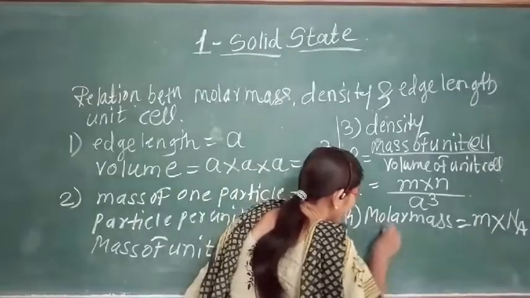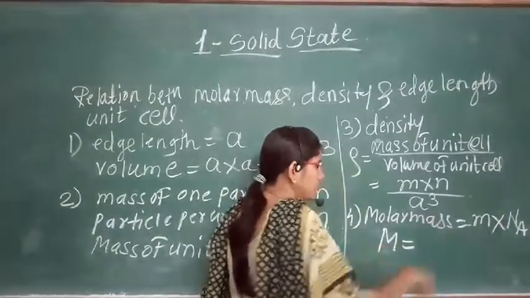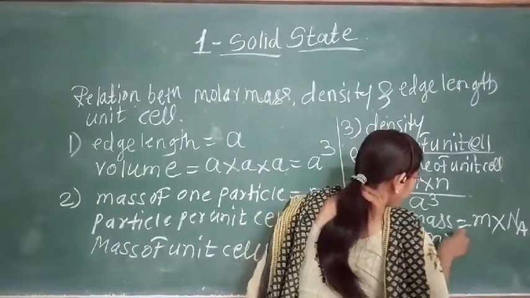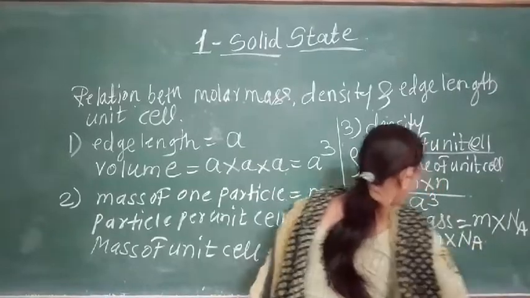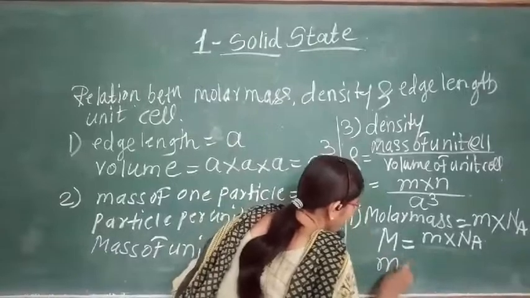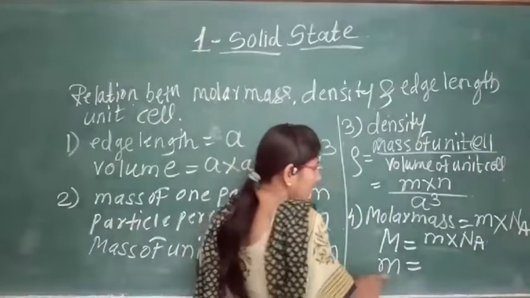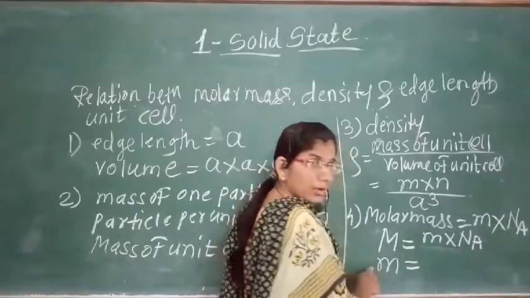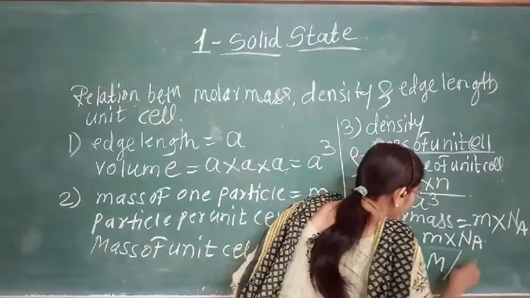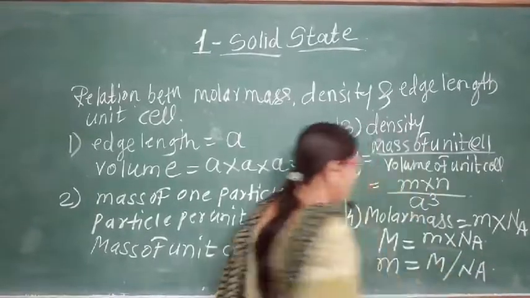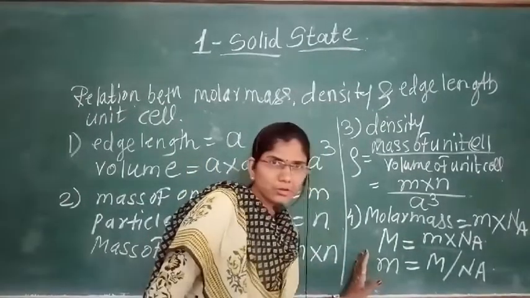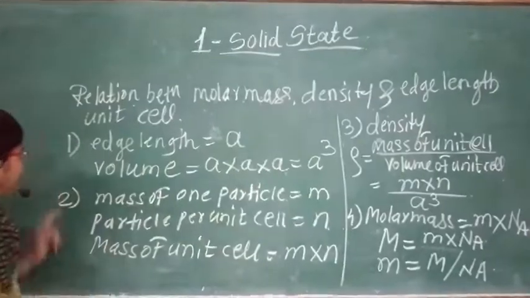That means molar mass, denoted by capital M, is equal to m into Na, and therefore small m, the mass of a particle, is equal to M divided by Na. So up to here, students, we have to repeat this derivation again.